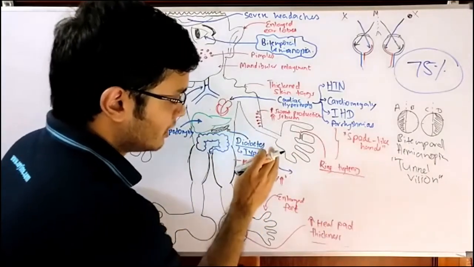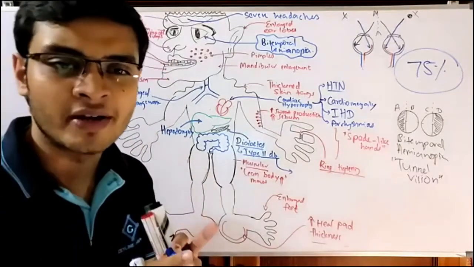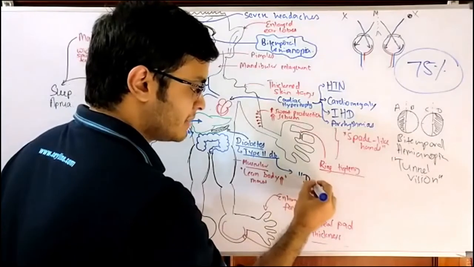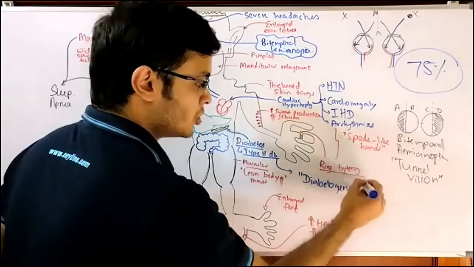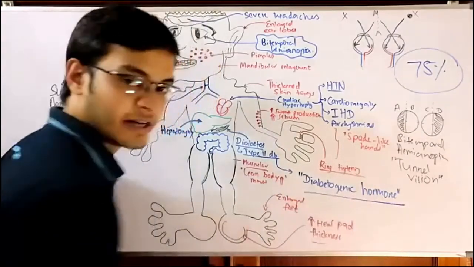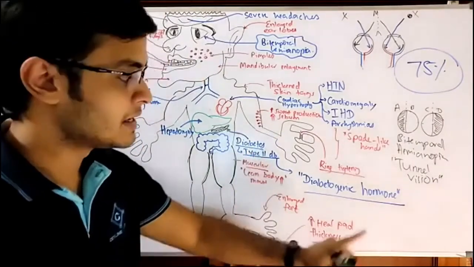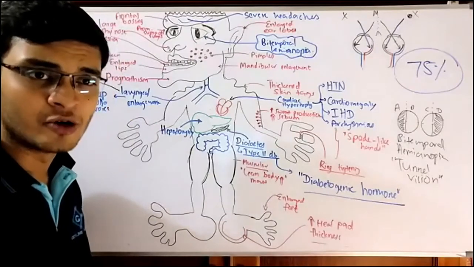Now, because of this, growth hormone is given a special name. What is it called? It is called a diabetogenic hormone. Growth hormone is called a diabetogenic hormone. Why? In abnormally high levels, it can give rise to diabetes, type 2 diabetes due to the insulin resistance.